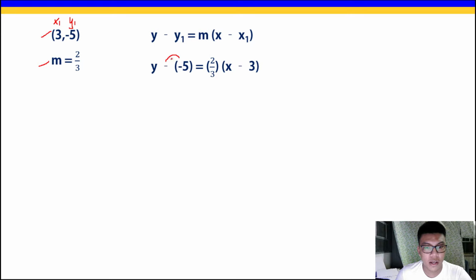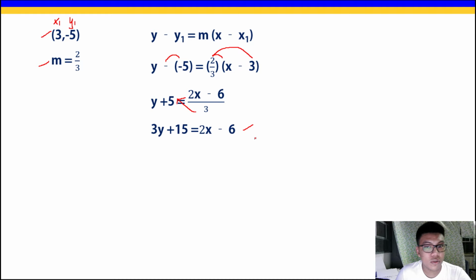Simplifying, so negative times negative, we have positive 5 is equal to, okay, so distribute lang dito yung 2, no? So 2 times x is 2x. Then 2 times negative 3 is negative 6 all over 3. Then, next thing to do is cross multiply. So, multiply natin yung 3 doon. Okay, so 3 times y is 3y plus 3 times 5 is 15 equals 2x minus 6. Okay, so dito pa lang halos tapos na. Pero, need natin siyang simplify.